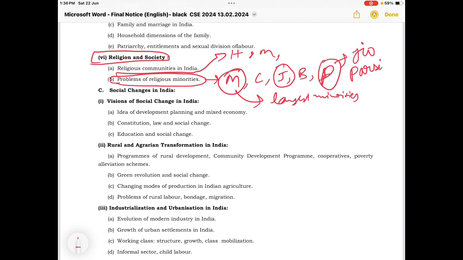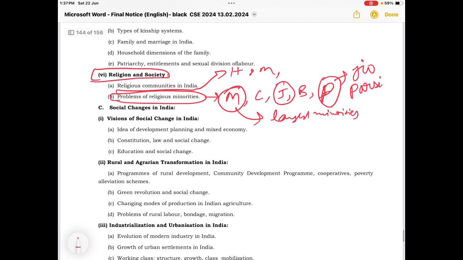Their participation in the economy is very high. Many Parsi people are industrialists, like the Tatas, who belong to the Parsi community. So we will see what the different limitations and drawbacks are, and why these communities have not participated in mainstream society as much as the Hindu community or other communities. We will see this in a detailed manner.